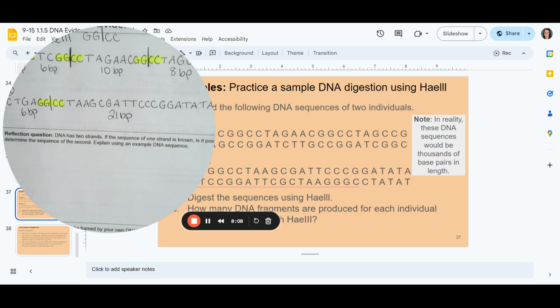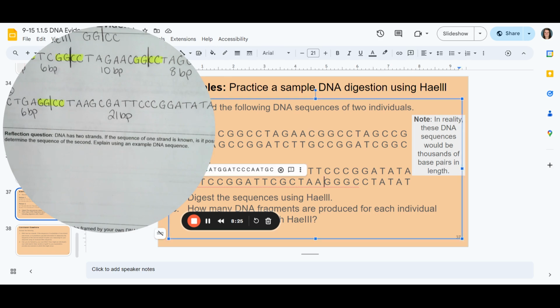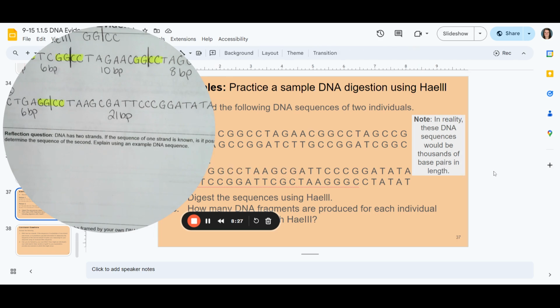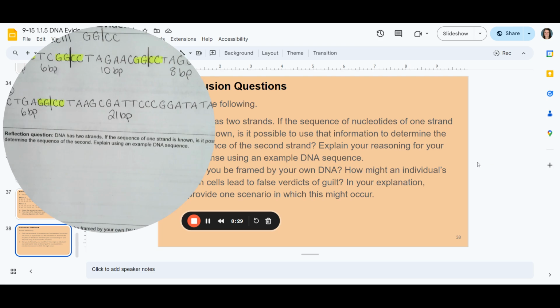So I'm going to look for this sequence. It is not an even cut. It's not straight down the middle. So this would produce blunt ends. And then if this is what I was using to cut, I would find that sequence just like we did and cut accordingly. Again, you will apply that to the next activity.